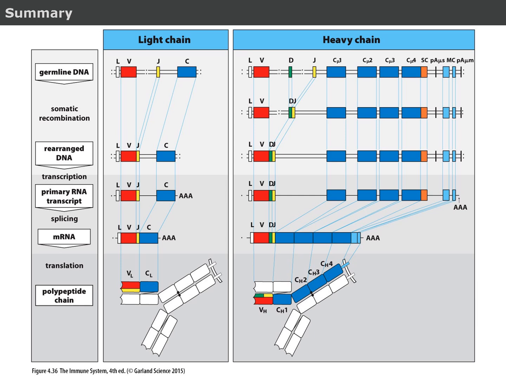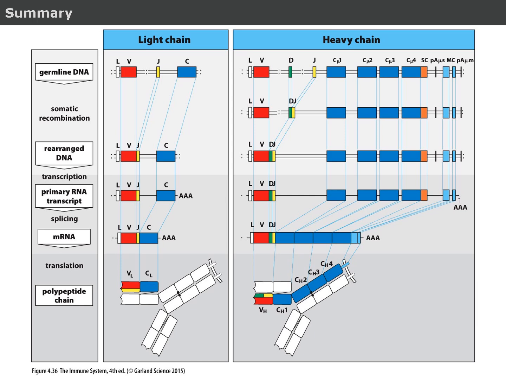On the right is the process for the heavy chain, which includes an additional step: the joining of diversity gene segments between the variable and joining regions. The heavy chain gene undergoes variable, diversity, and joining recombination, followed by transcription, splicing, and translation, ultimately producing the complete heavy chain, which includes constant domains responsible for class and function.